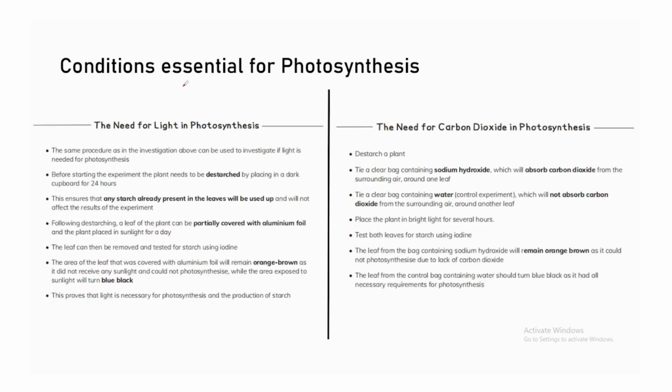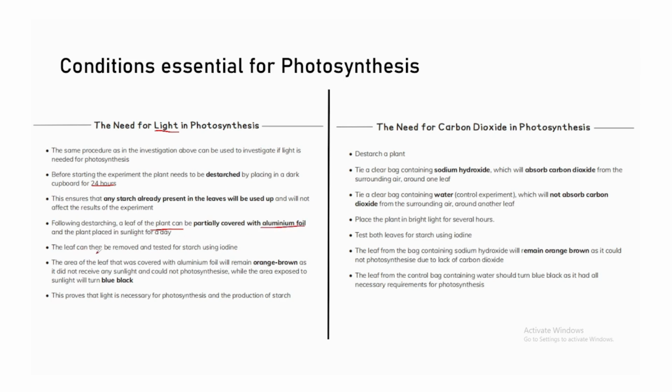Conditions essential for photosynthesis. The need for light in photosynthesis. The same procedure as in the investigation above can be used to investigate if light is needed for photosynthesis. Before starting the experiment, the plant needs to be destarched by placing it in a dark cupboard for 24 hours. This ensures that any starch already present in the leaves will be used up and will not affect the results of the experiment. Following destarching, a leaf of the plant can be partially covered with aluminum foil and the plant can be placed in sunlight for a day.